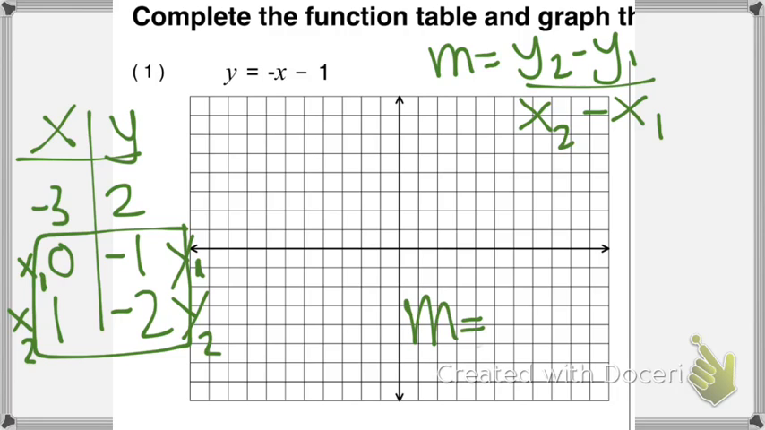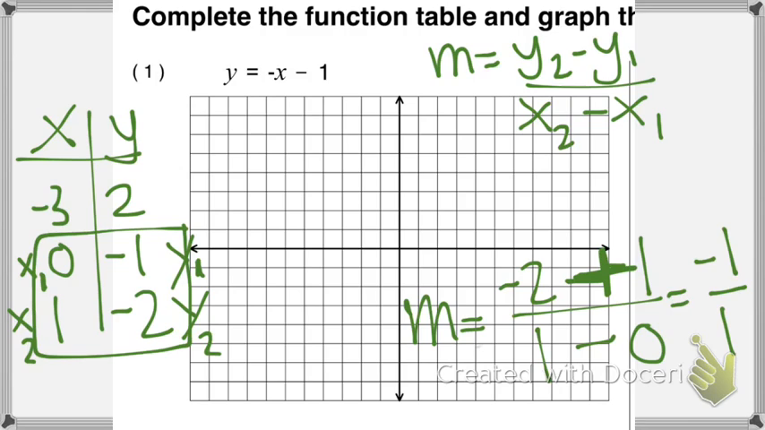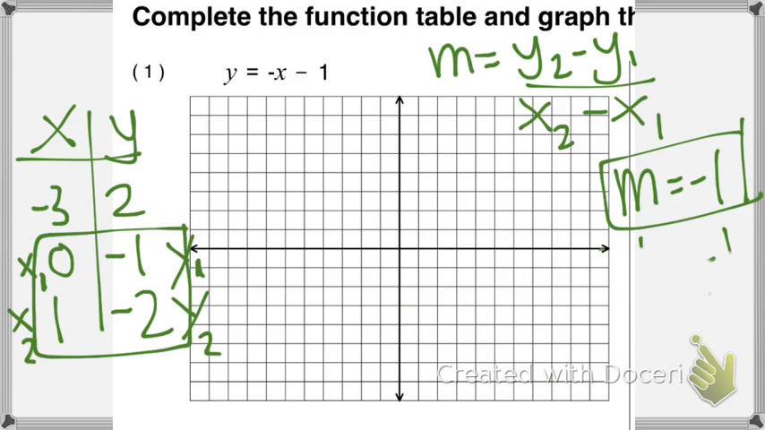If I call the top 1's, then these bottom will be 2's. So in this case, I'm going to have y2, so -2, subtract the y1, we labeled as -1. On the bottom, I have x2, so 1, and then minus 0. And I know this becomes a big plus here, so 2 negatives, 1 positive makes -1. 1 minus 0 makes 1. And -1 divided by 1 is just -1. So our slope is -1. I'm going to get rid of this work.